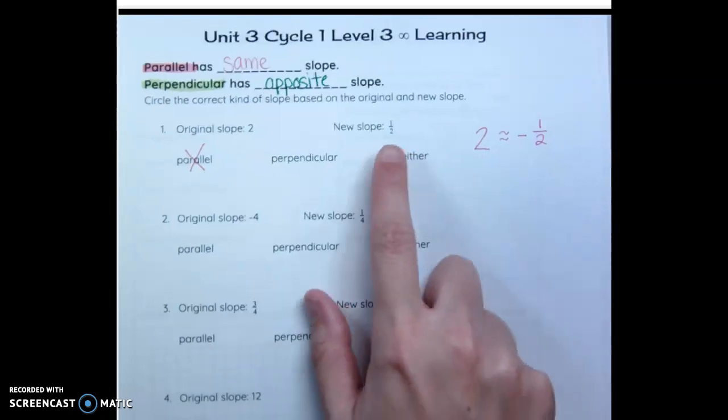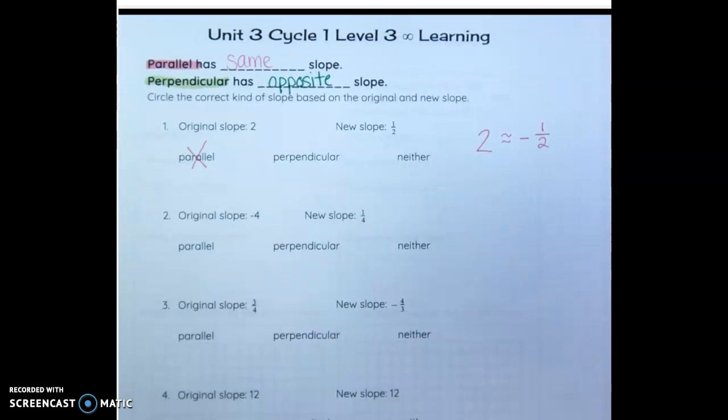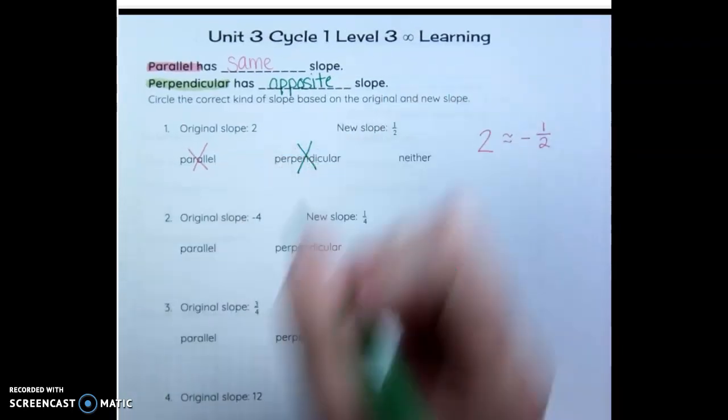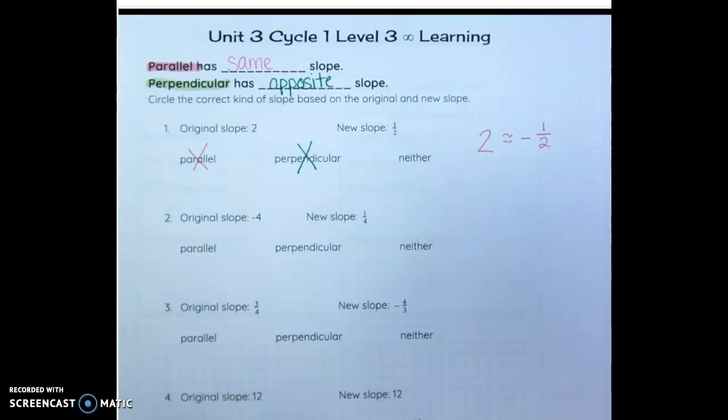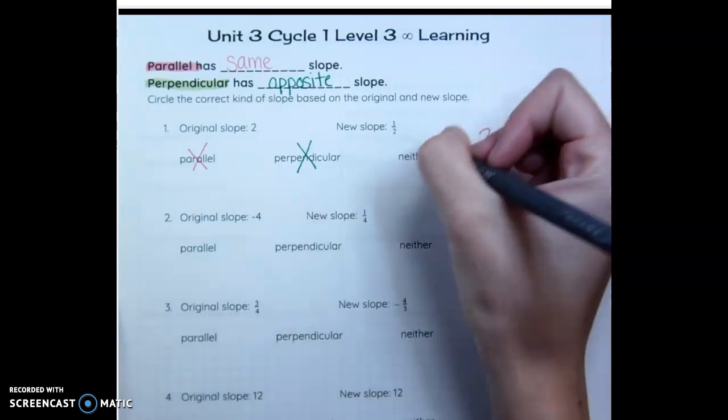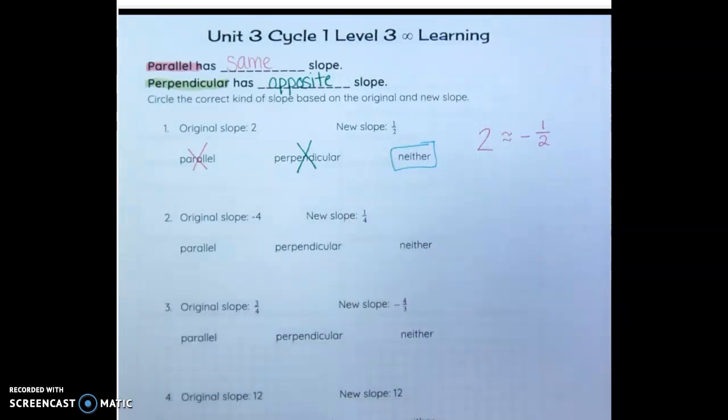So, since this is a half, now these would be intersecting, but they are not going to be perpendicular. So, intersecting is not an option. We only have parallel, perpendicular, or neither. So since it's not parallel and it's not perpendicular, the answer is neither.